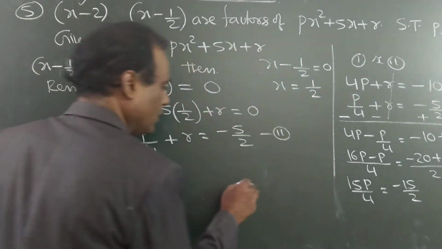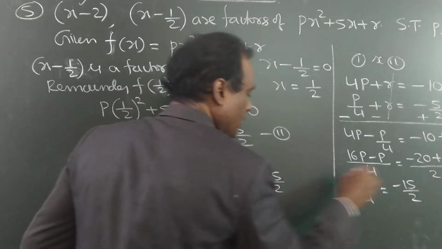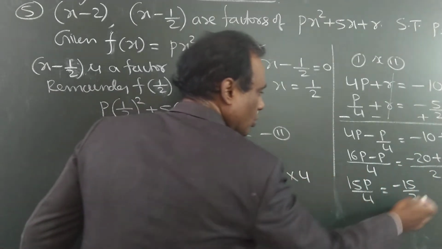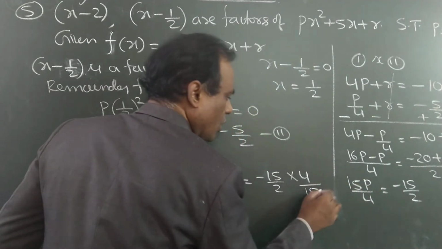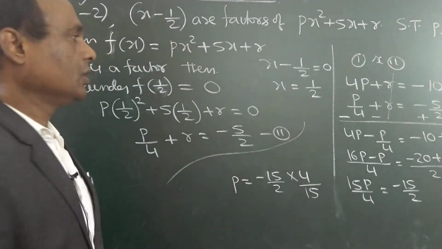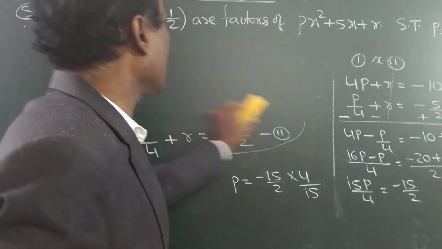So what is the p value? p is equal to minus 15 by 2, with the 4 going up in multiplication and the 15 going down in division. You know how to solve the equations. I will solve it here.